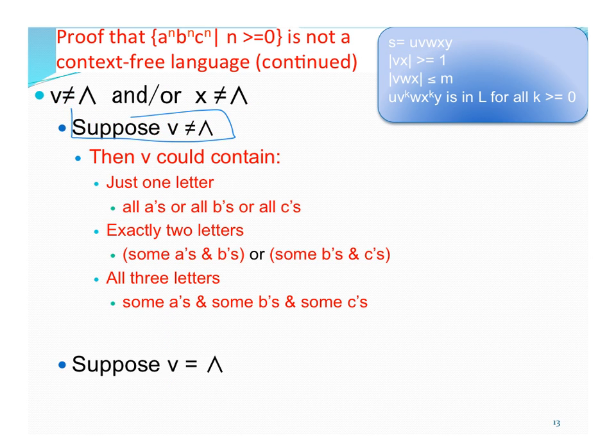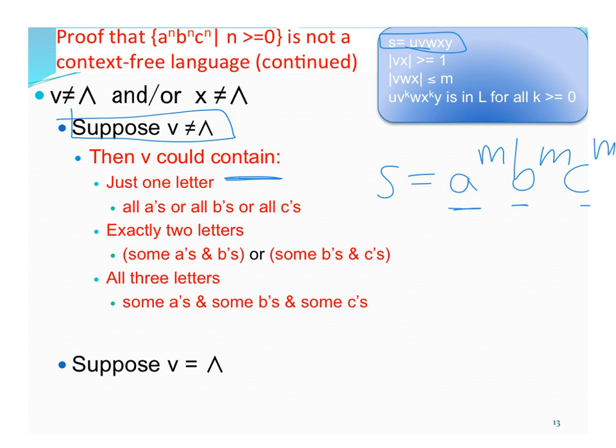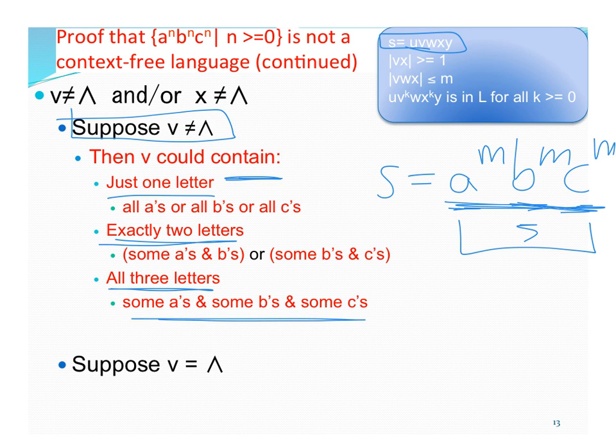If we just do the part where we suppose that v is not empty, not lambda, then what could v look like? It could be just one letter, so just a's or just b's or just c's, because remember, my string is a to the m, b to the m, c to the m. Or maybe v takes the form where it's two letters, so some a's and b's, or some b's and c's. It can't be a's and c's because it would have to have the b's in there too. Or maybe it has all three letters in it, some a's and some b's and some c's. I'm just trying to logically say what all the possibilities are if v is not lambda. Let's keep going.